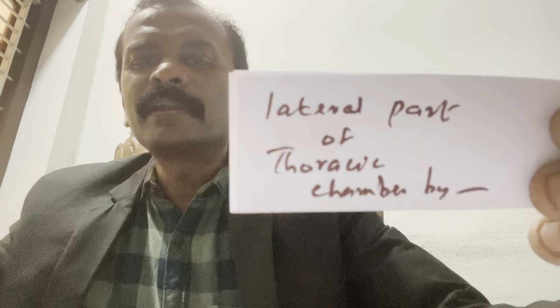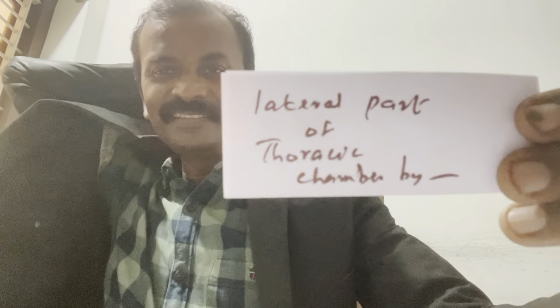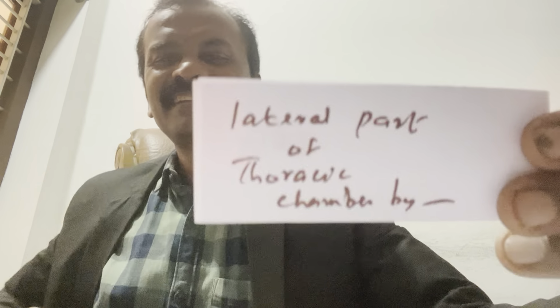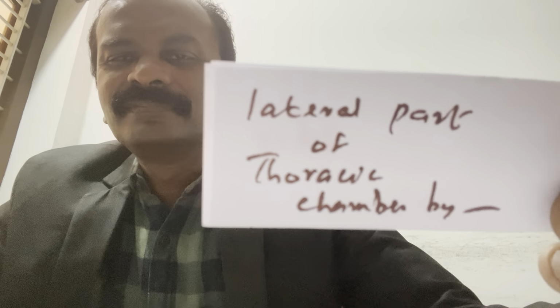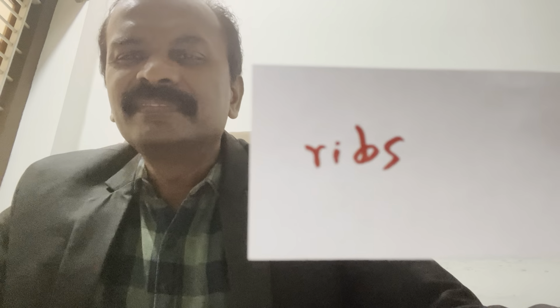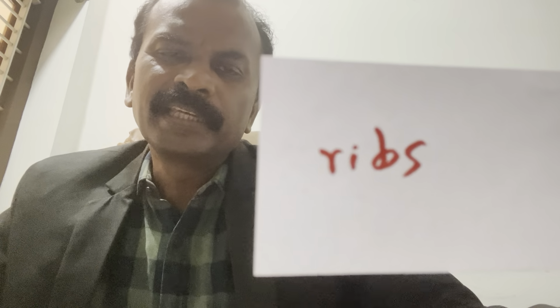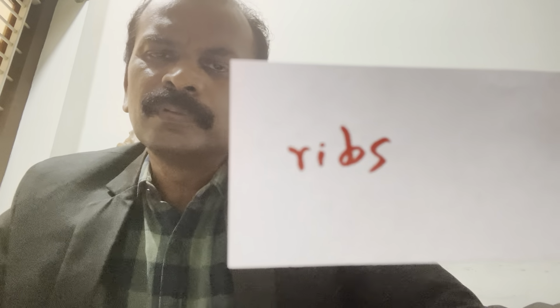So lateral part of thoracic cavity. This is the ventral. This is the dorsal. Lateral means both sides. Lateral part of thoracic cavity is formed by rib, which is again a bone.